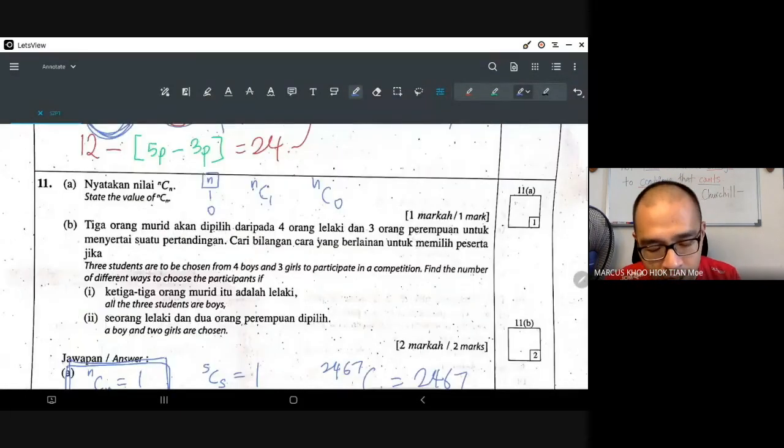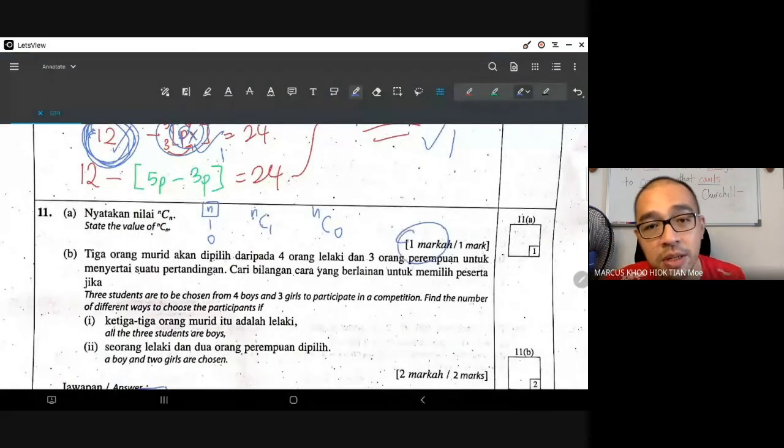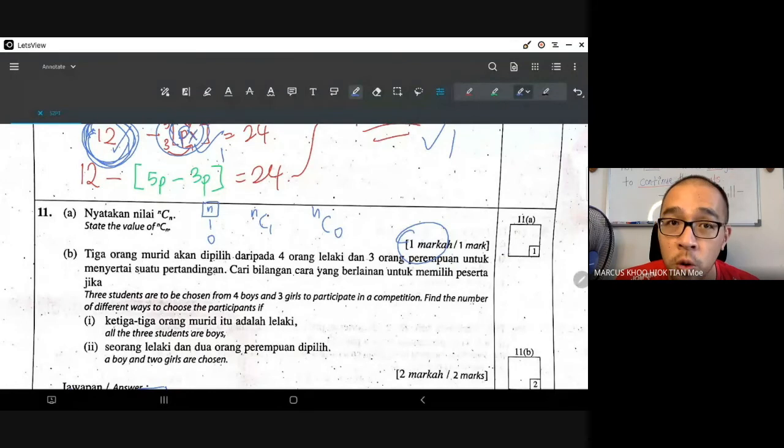It's a 1 mark question. If it's a 1 mark question, it means it is a knowledge-level question. It's either you know or you don't know.